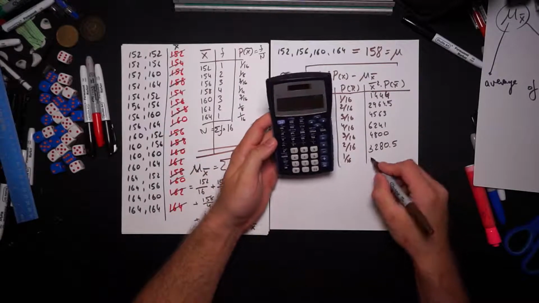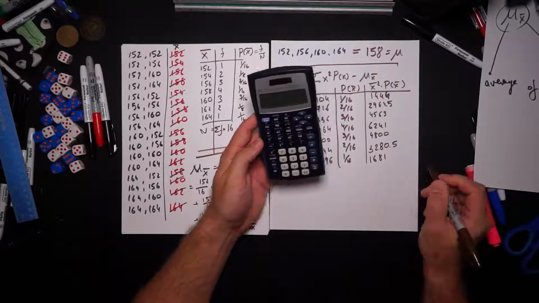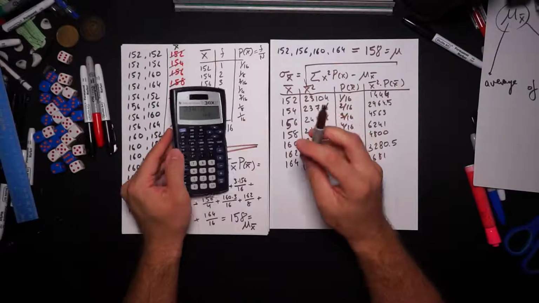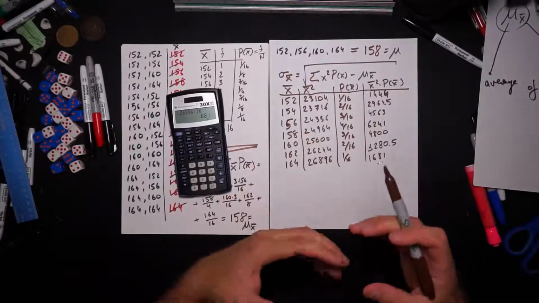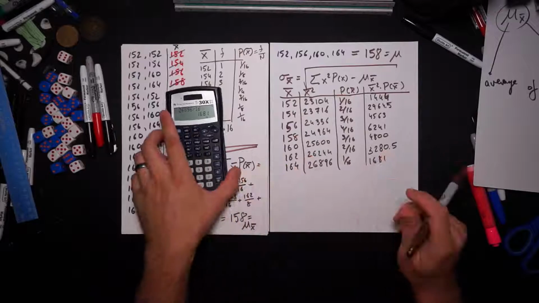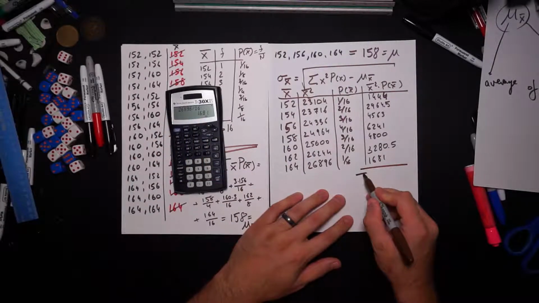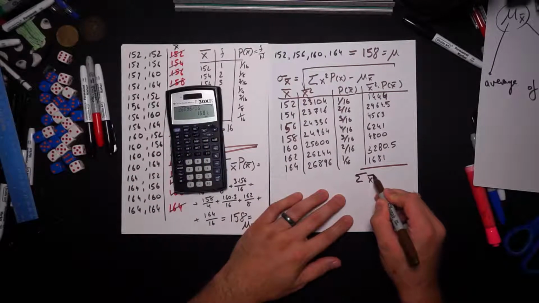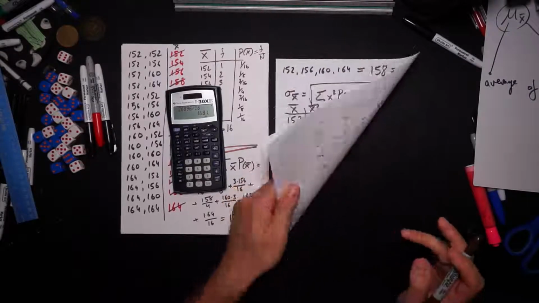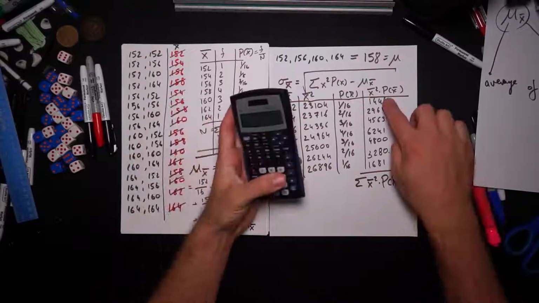Sloppy penmanship. If you write things crooked and then you try to squeeze too much. The reason why I use those thick markers is not only so you can see it, but so it forces me to try not to squeeze things too small and together. Anyways, so let's sum this up. Sum of x bar squared times p of x bar.